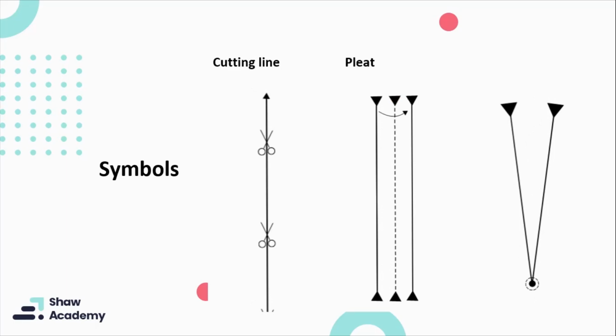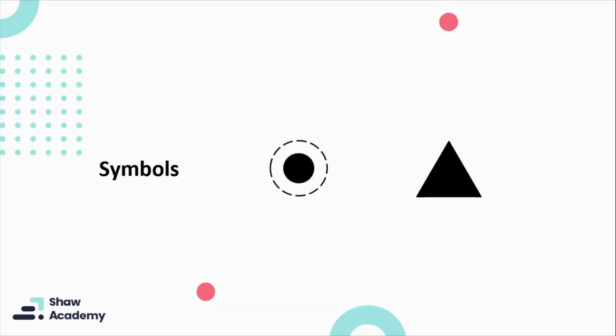A pleat is indicated by a broken line and an arrow showing the direction the pleat must fall. And then we know what a dart is, but now we know what a dart looks like on a pattern too. It's a little wedge. Drill holes are indicated by a circle, and a notch is a triangle shape.